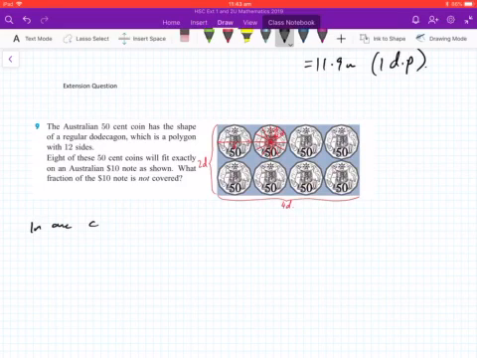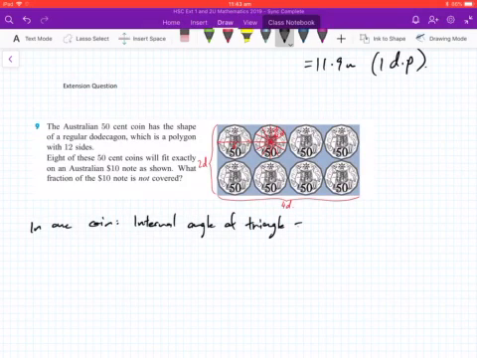So in one coin, internal angle of triangle equals 360 divided by 12 equals, what's 20? I lie, it's 30. 30 is the answer, 30 degrees.